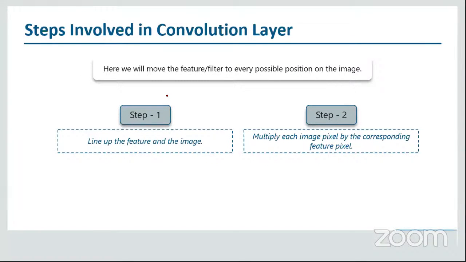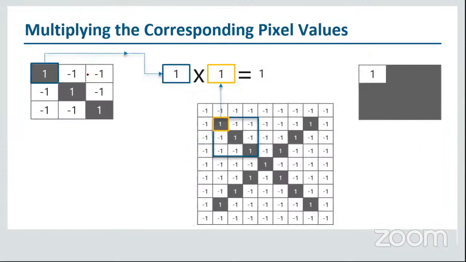So if you see, step 1 is line up the feature and the image, and the second one is multiply each image pixel by the corresponding feature pixel. So that is your step 1 and step 2. Let's see how exactly we do it.